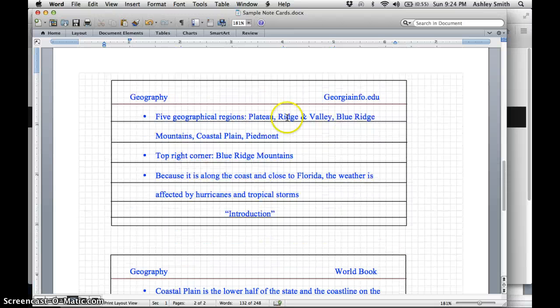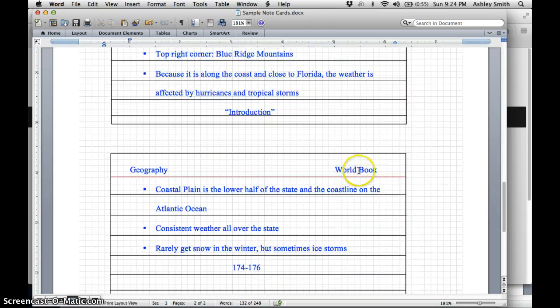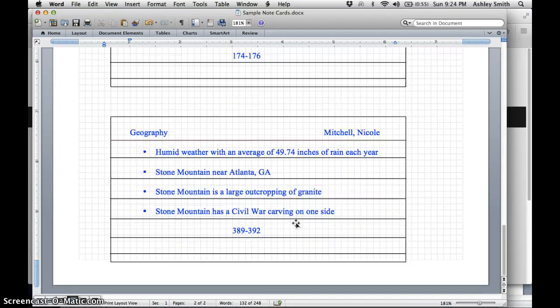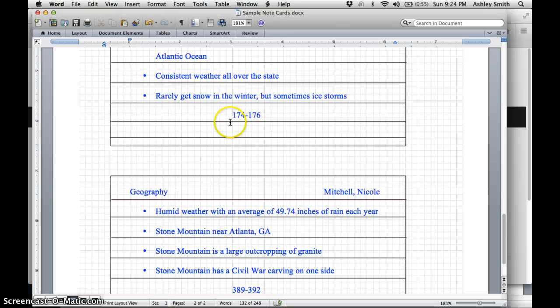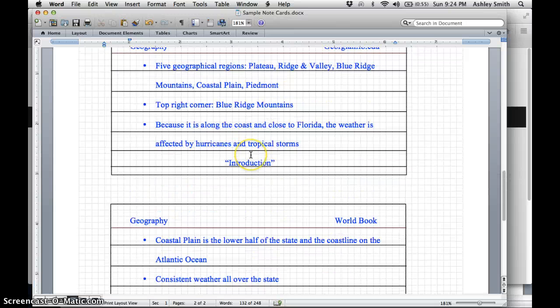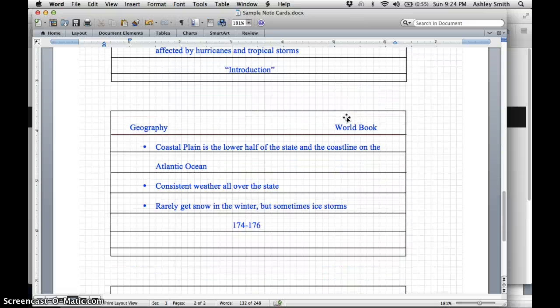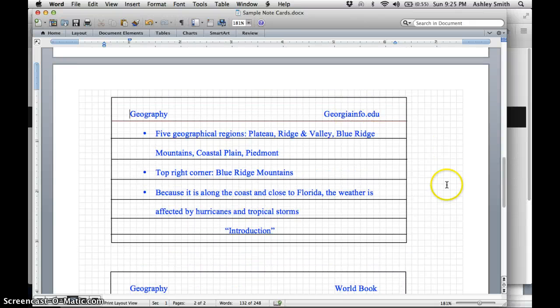In the top right corner, you should have some clue as to which source this information came from. So on my cards, I've written georgiainfo.edu, World Book, so that's an encyclopedia, and Nicole Mitchell, who is the author of a book. At the bottom, if there are page numbers, I have the page numbers of that information listed, and then this is the title of the article that was from this website. So here are my note cards with the information that I'm going to be putting into my body paragraph.